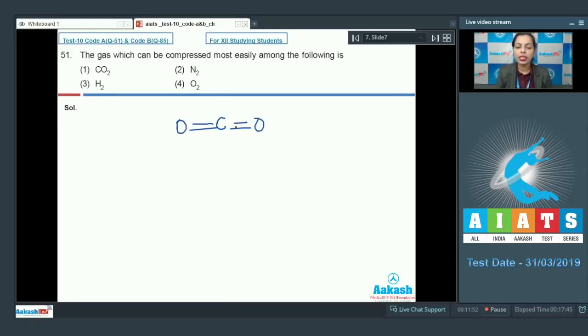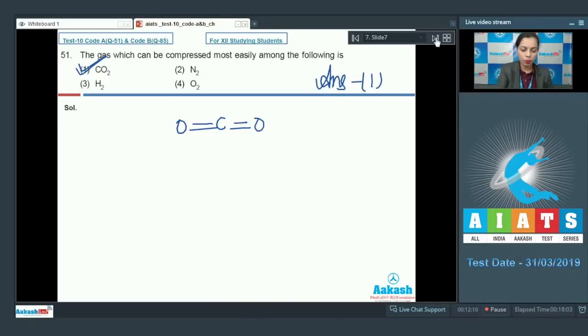molecule in which a charge separation is there. And if I talk about a single bond, this bond is polar. Similarly, this bond is also polar. Due to the polarity of the bond, this becomes most compressible. And that's why this becomes our correct answer for this particular question.